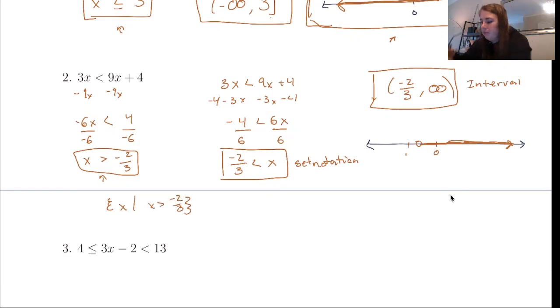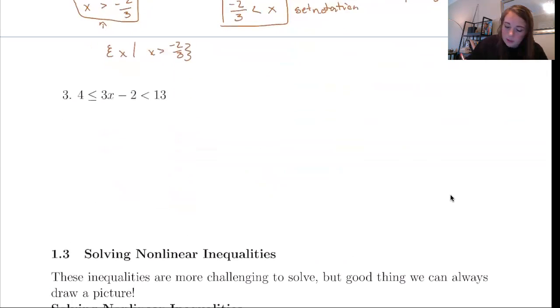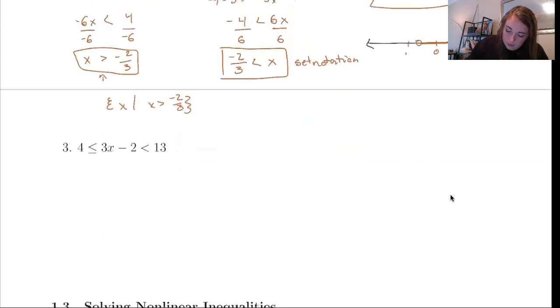I shouldn't put that there. Okay. Great. So that's how we saw when we have two things involved. So now we have basically three sides of the equation. A love triangle, if you will. So 4 is less than or equal to 3x minus 2, which is also less than 13. So we're trying to find the specific x that meets this criteria.